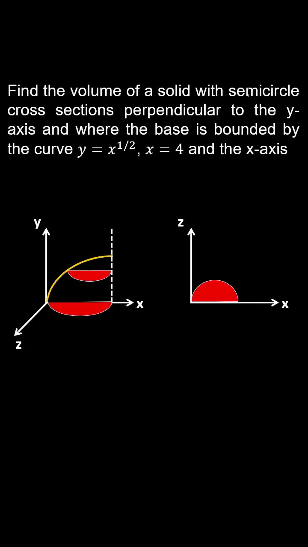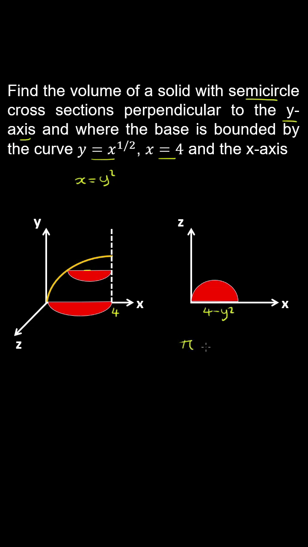Find the volume of a solid with semicircle cross sections that are perpendicular to the y-axis, and where the base is bounded by the square root curve, the vertical line x equals 4, and the horizontal axes. So the sections are going to be parallel to the xz plane as shown. And the square root curve can be described by x is equal to y squared, meaning that the diameter of the semicircle is going to be 4 minus y squared.